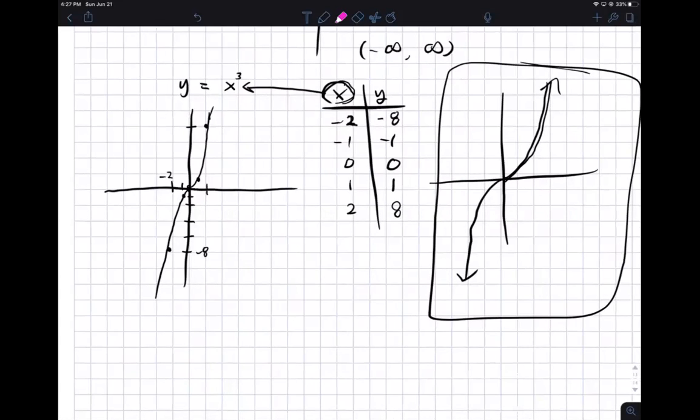Right, it's a function. And the domain would be... just look at the graph and look at the x-axis, okay? It would be -infinity to +infinity because it can be anything. It stretches on forever and ever. All right, cool. Are there any other questions?